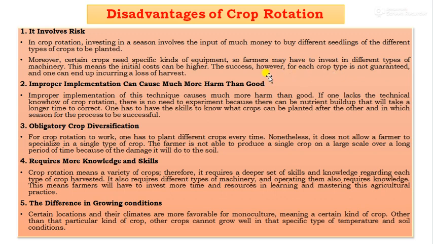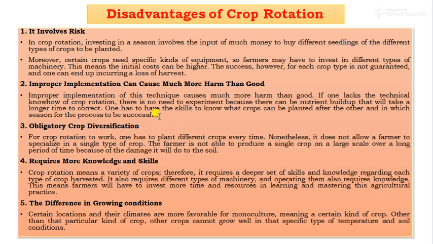Second disadvantage, improper implementation can cause much more harm than good. If one lacks the technical knowledge of crop rotation, there is no room to experiment, because there is a nutrient buildup that will take a longer time to correct. One has to have the skill to know what crops can be planted after the other, and in which season, for the process to succeed.